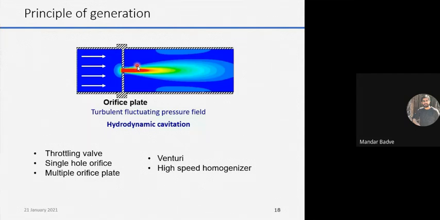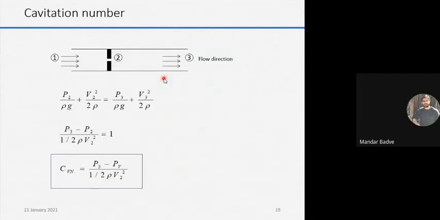Okay, so this is basically the principle of generation of these cavities, right? This just shows how the cavities get formed and they collapse. In this region, you get high temperature, high pressure, high velocity conditions, right? So how do you actually quantify the cavitation? If this is your orifice, this is your inlet, and this is your outlet.